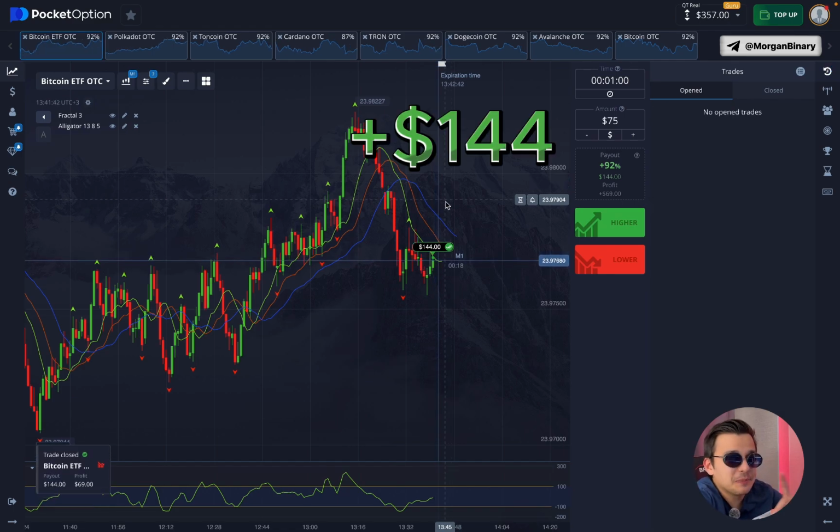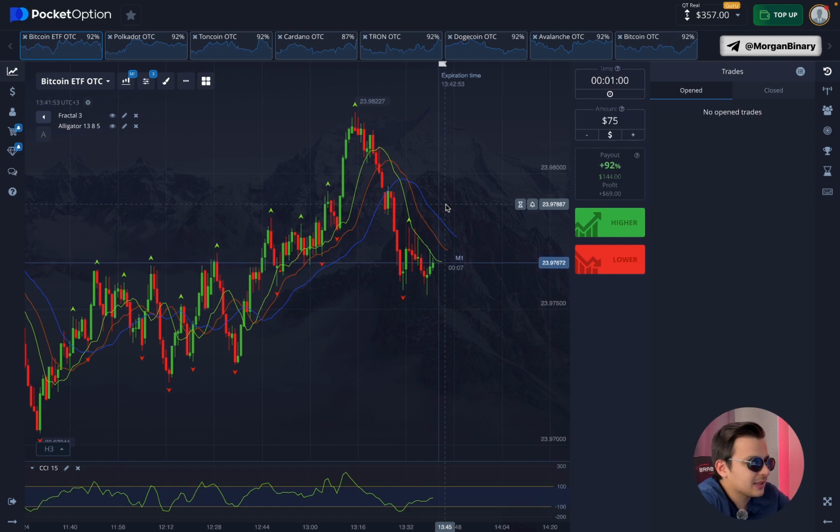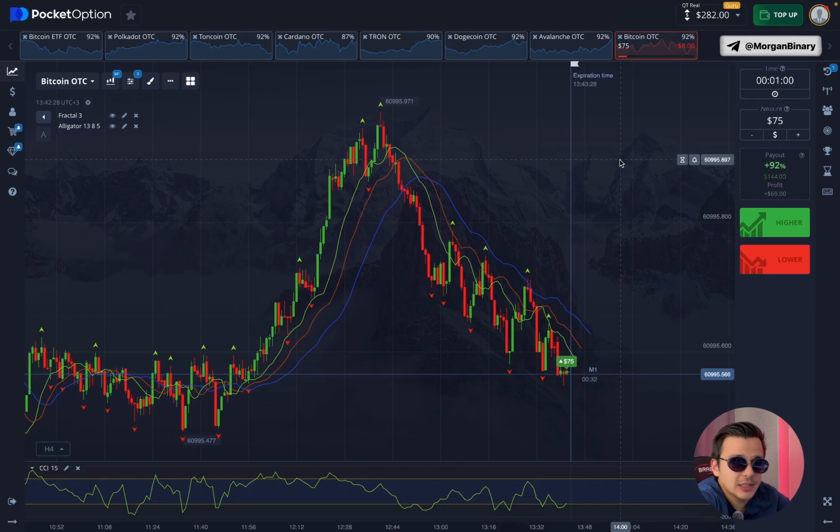The trade closed in profit. The final candle had a sharp upward impulse, and good timing allowed me to secure this win. Let's move on and find another crypto asset. Let's select Bitcoin and open a counter trend trade here.